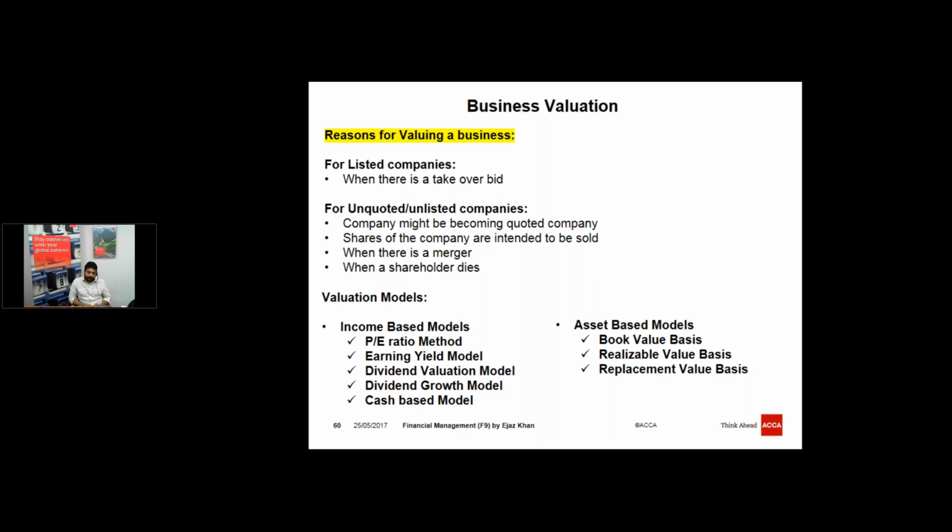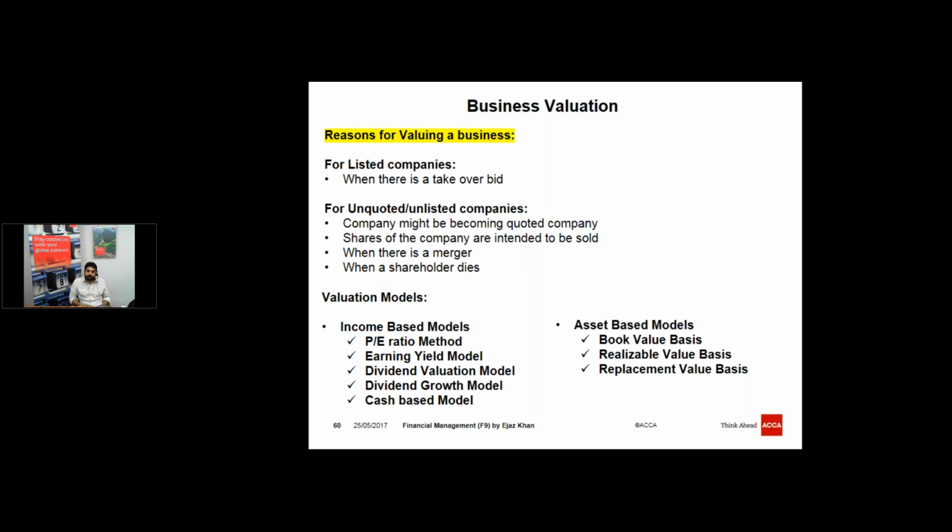using this model. Then we have a replacement value basis. There are certain assets in our business which can't realize much if sold, but still have a value. They might be fixtures. For example, if you have a false ceiling installed in your business, a new false ceiling, and your office is looking awesome with that ceiling, it's in a very good condition, it has been newly installed. But what if I ask you how much you will realize by selling this false ceiling?